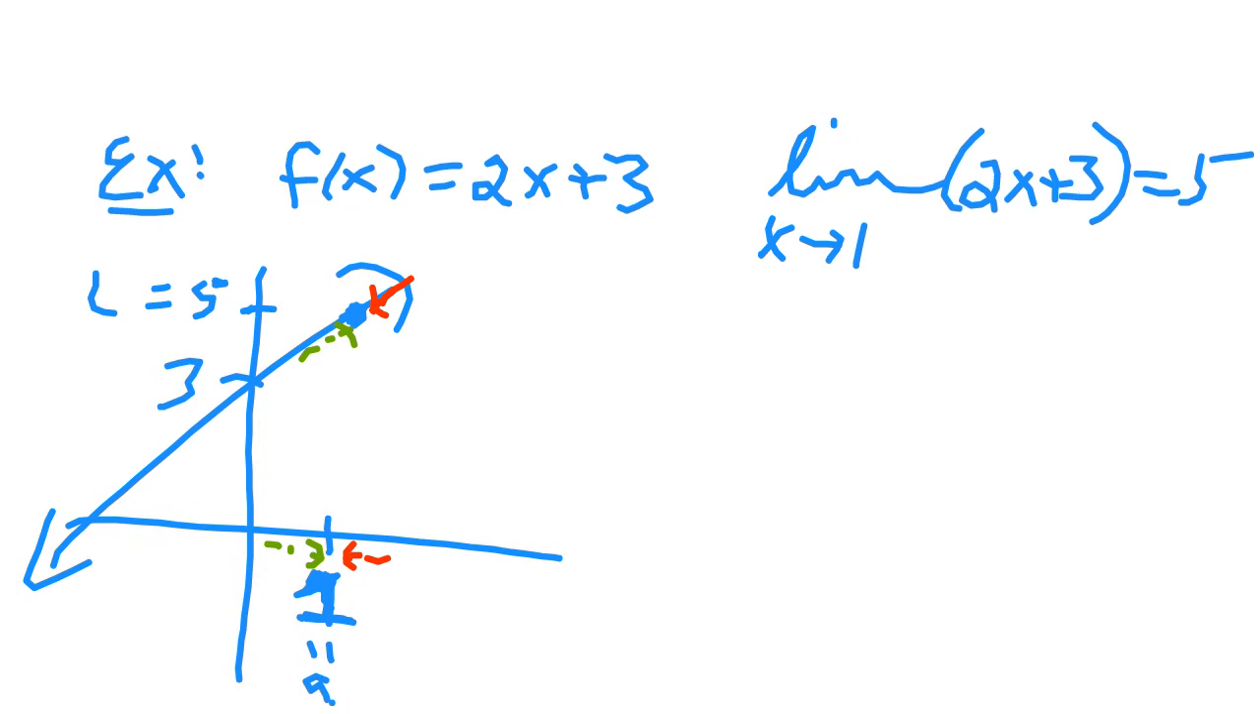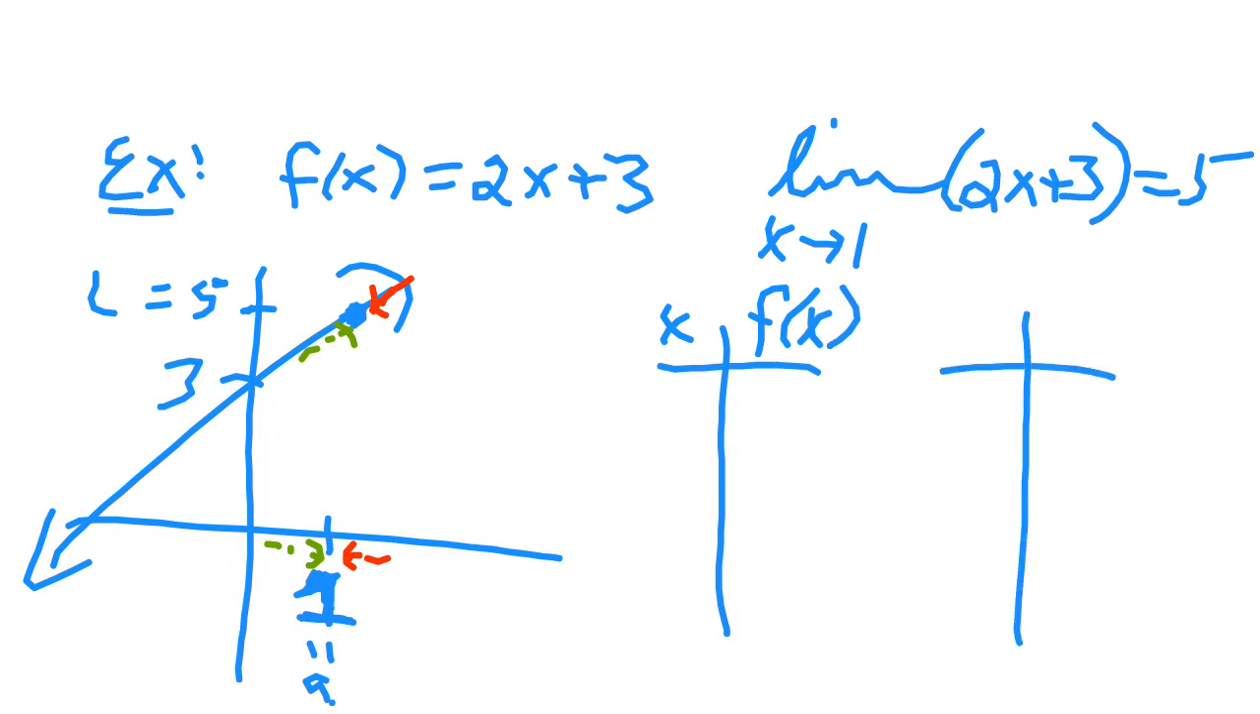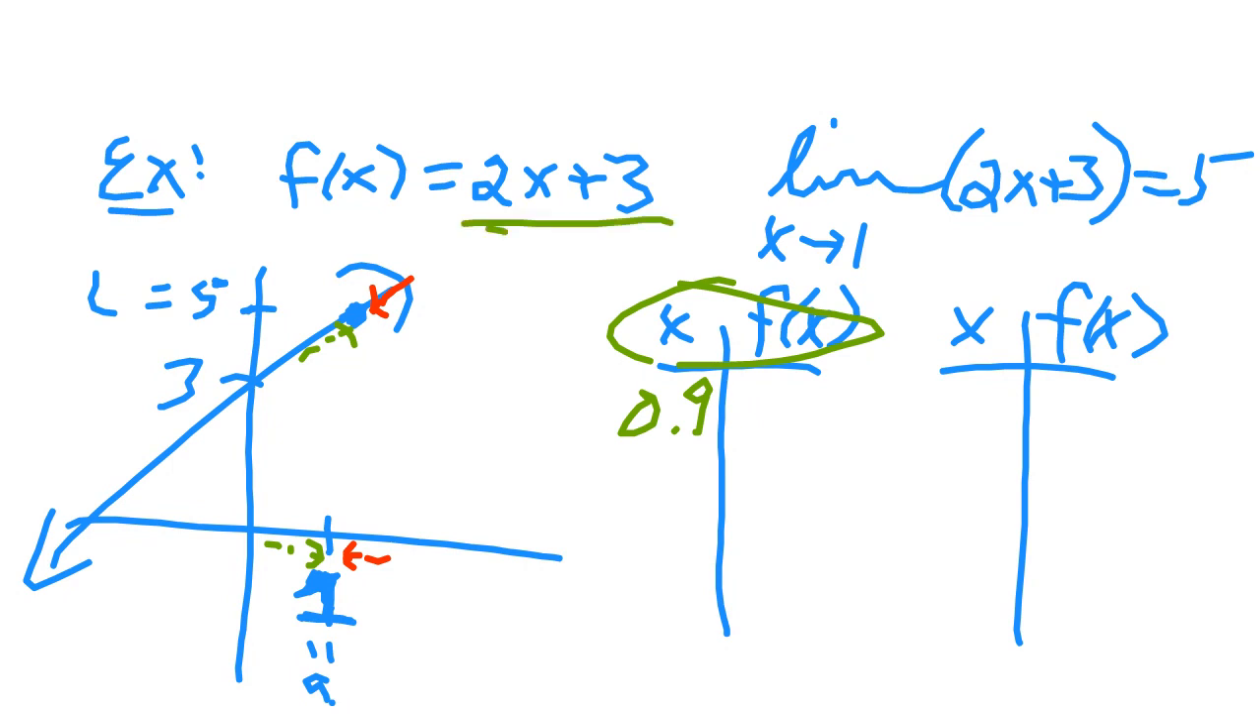Let's go ahead and look at an x, f of x chart, and I'm going to approach from both the right and the left. Let's go from the left first. I could let x equal 0.9. If I plug that in, 2 times 0.9 is 1.8, plus 3 is 4.8. If I want to get closer and closer from the left, I plug in 0.99, which gets a little closer to 1. Double that is 1.98, so that'd be 4.98.